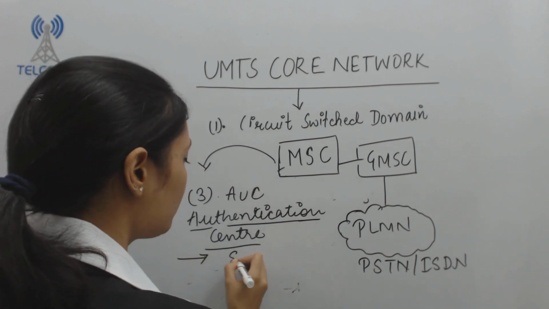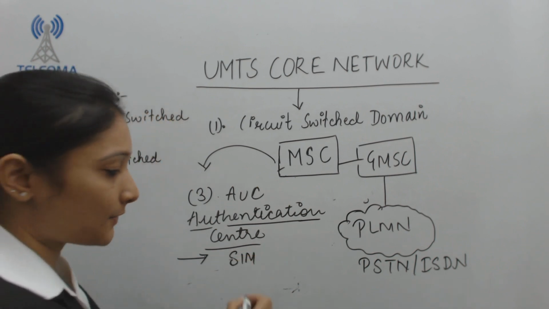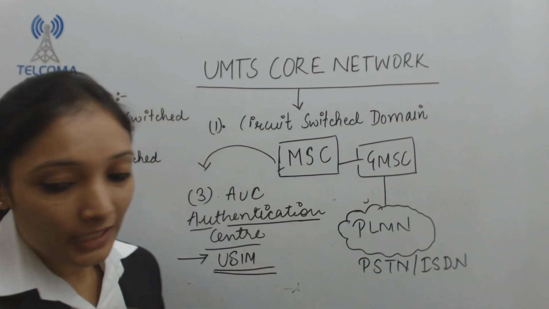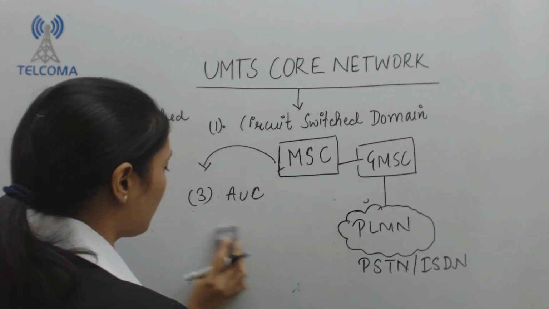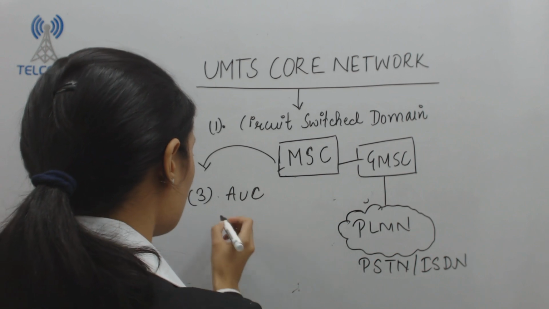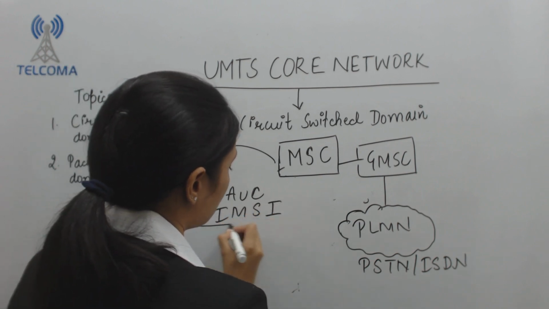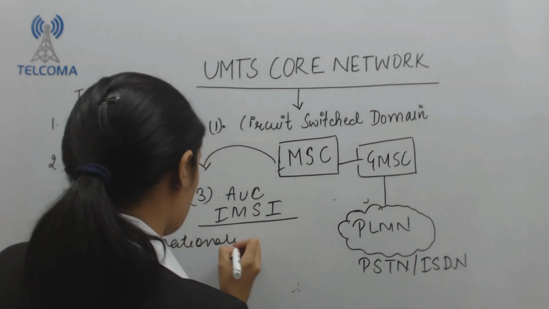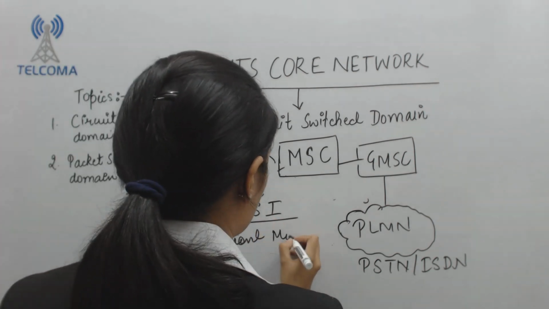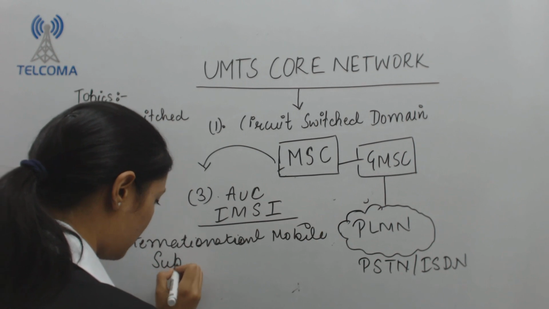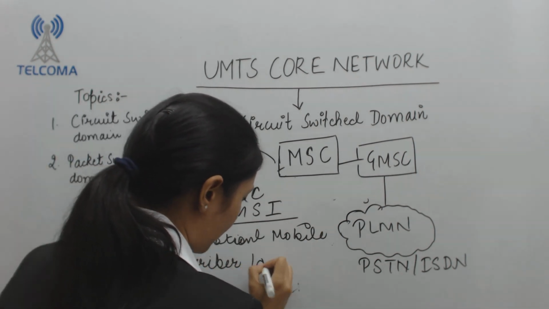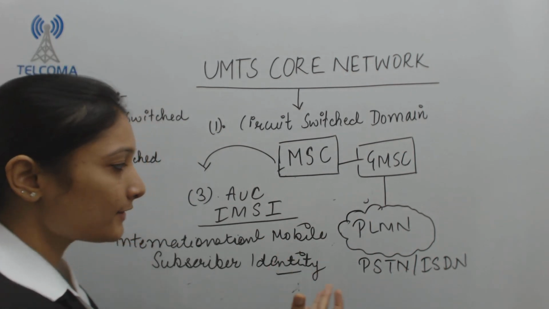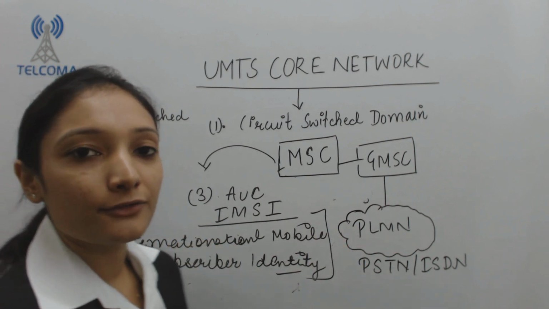Authentication center is responsible for the verification of our subscriber identity module, which is UMTS SIM in case of our 3G networks. So for that purpose, there is an identity associated with this subscriber identity module, which is your IMSI, which refers to International Mobile Subscriber Identity. So that means the authenticity of a user or authenticity of a valid SIM card is verified from this parameter.